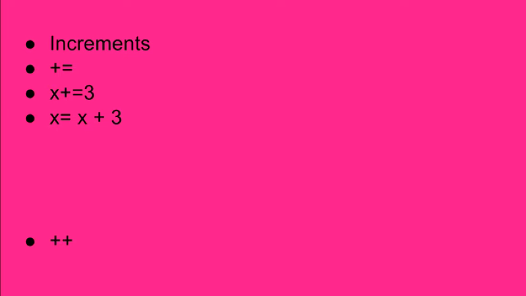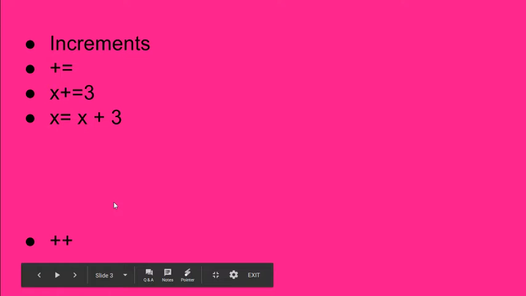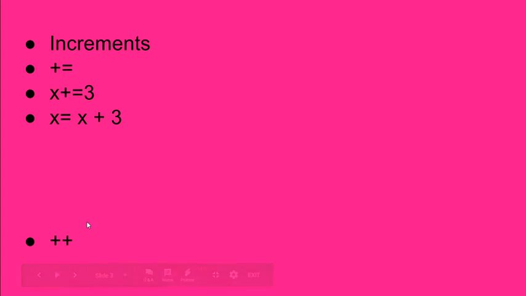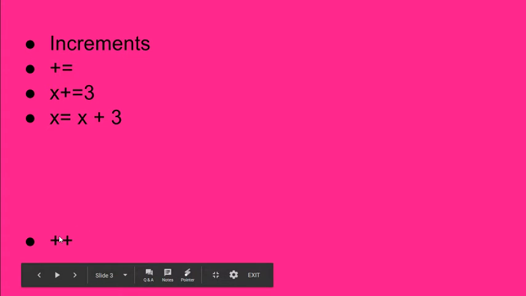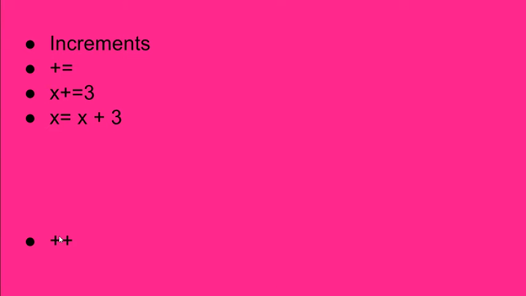Okay, now in Java there are several ways to increment numbers, and a lot of times you use incrementing in for loops. You've probably seen this before: x plus plus, and that basically means add 1 to x every time. That's the same thing as saying x is equal to x plus 1. So the new value of x on the left side is equal to the old value of x plus 1.